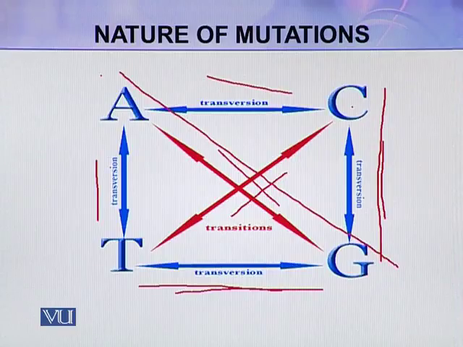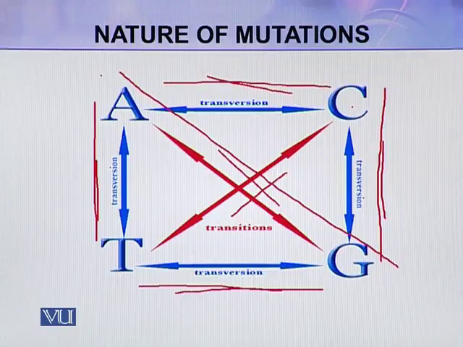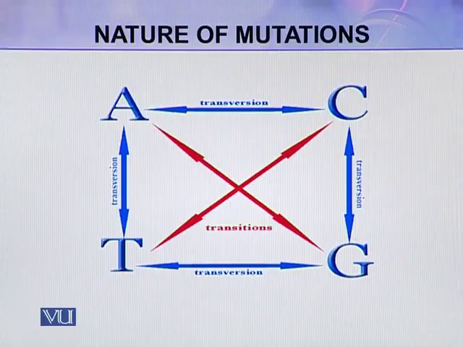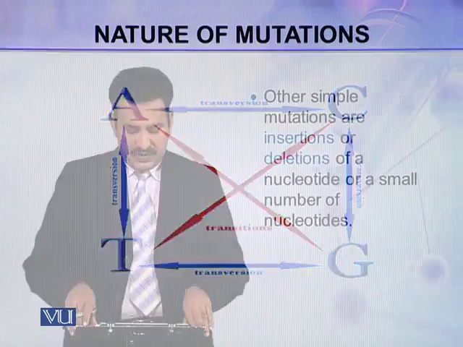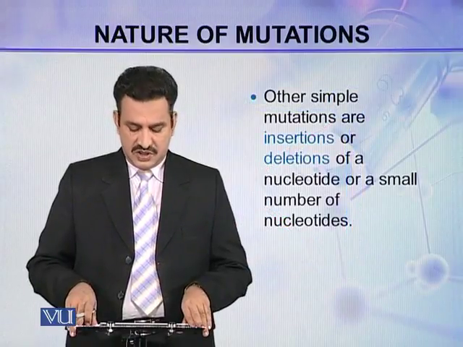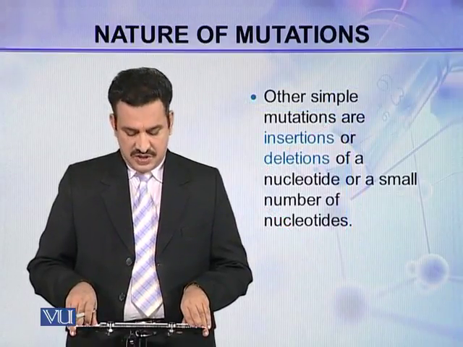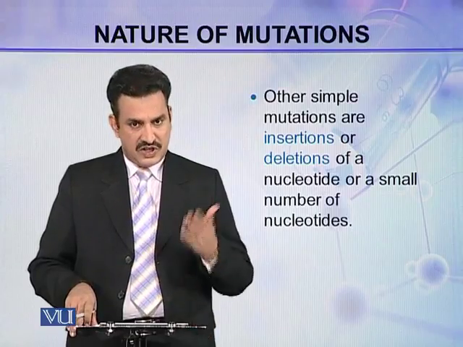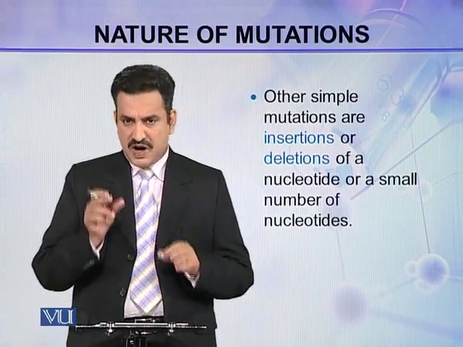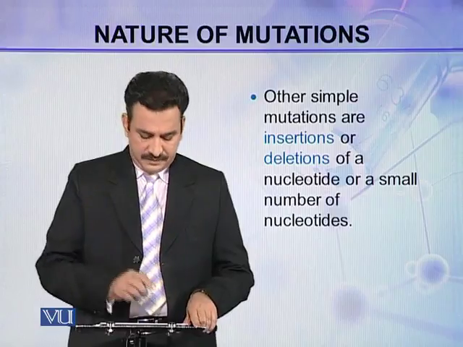And A substituted for T, this is also a transversion. Similarly, A substituted for C, this is also a transversion. So these are transversions and transitions. Other simple mutations are insertions or deletions of a single nucleotide, or a small number of nucleotides.